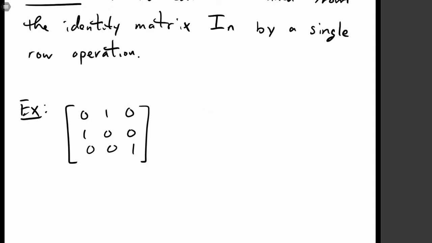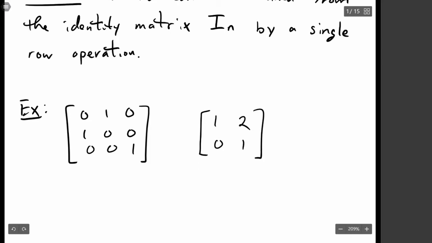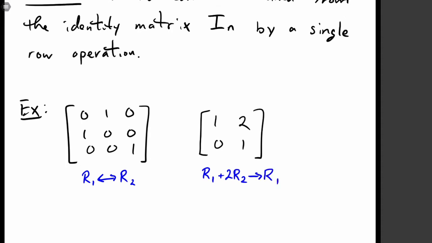Another example. Maybe we do something like 1, 2, 0, 1. That's an elementary matrix. What did we do here? Maybe we'll write underneath here. This one was R1 swapped with R2. What single row operation did we do here? Well, we did row 1 plus 2 row 2 goes to row 1. We did a single row operation.